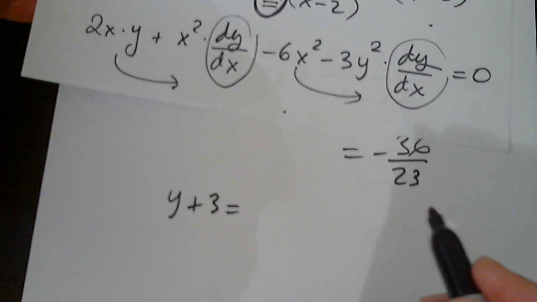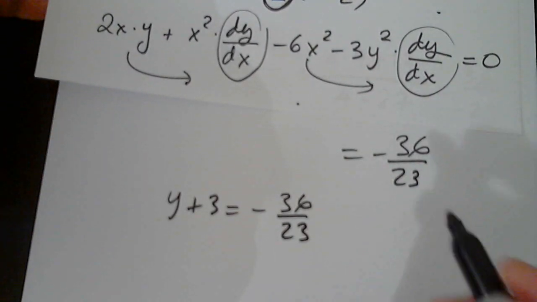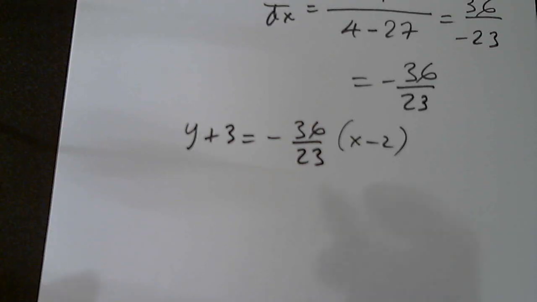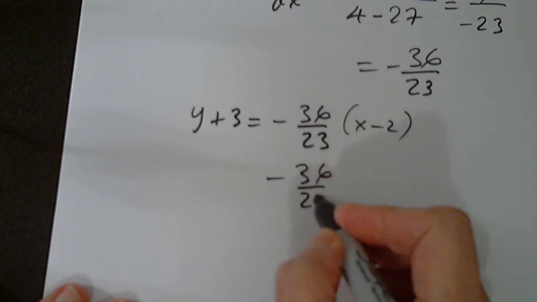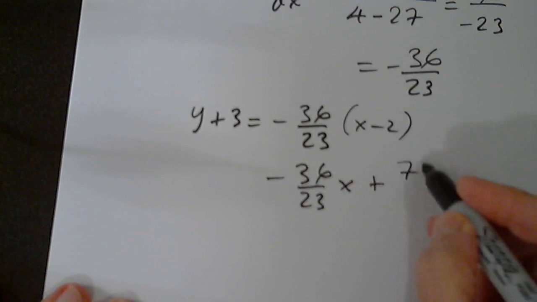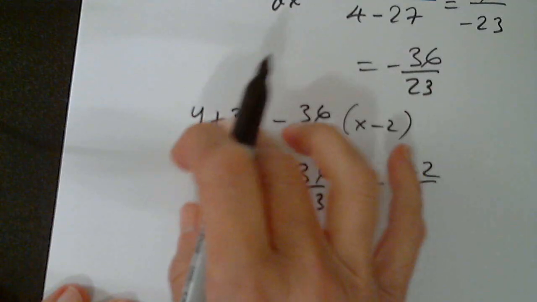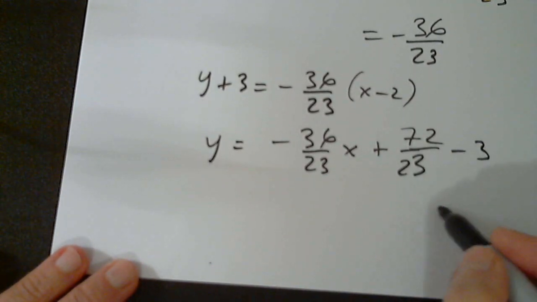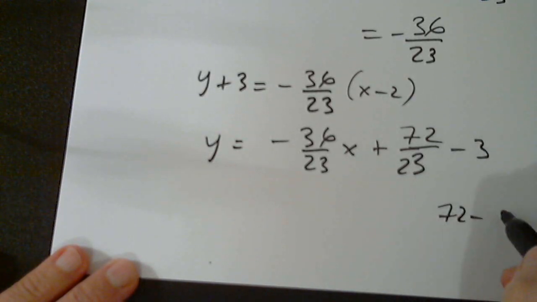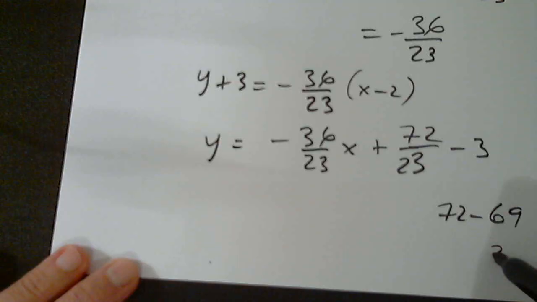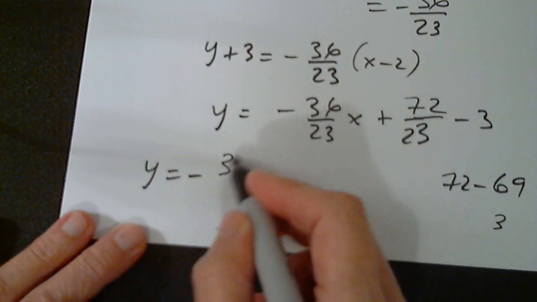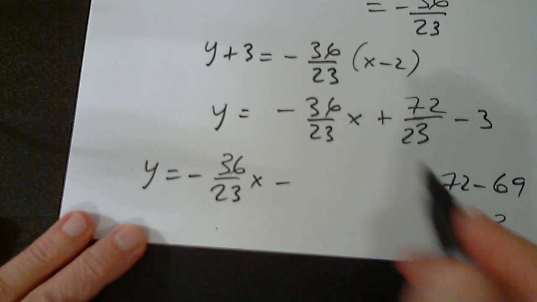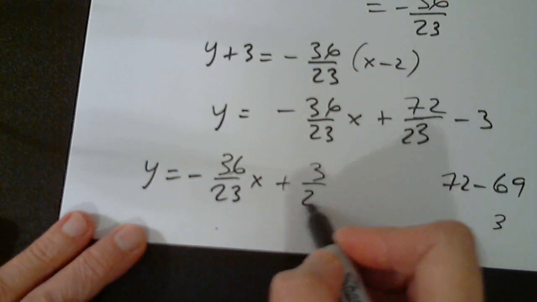y plus 3 equals negative 36 over 23 times x minus 2. I should distribute: negative 36 over 23 x plus 72 over 23 and then minus 3. So what do I get here? 72 minus 69, so that is 3. So y equals negative 36 over 23 x, actually it's plus 3 over 23.